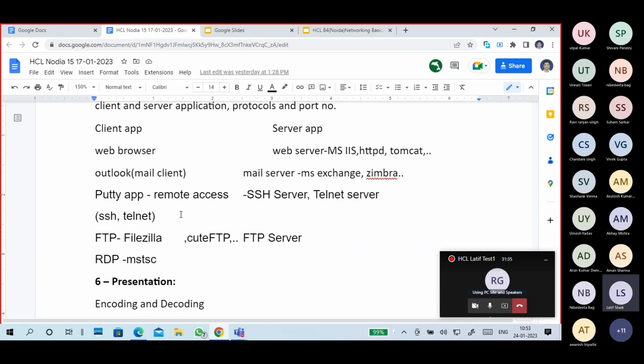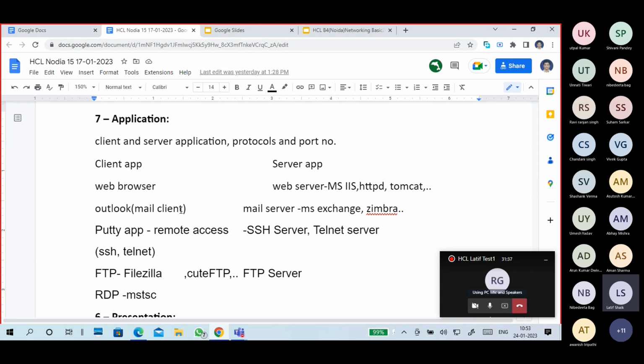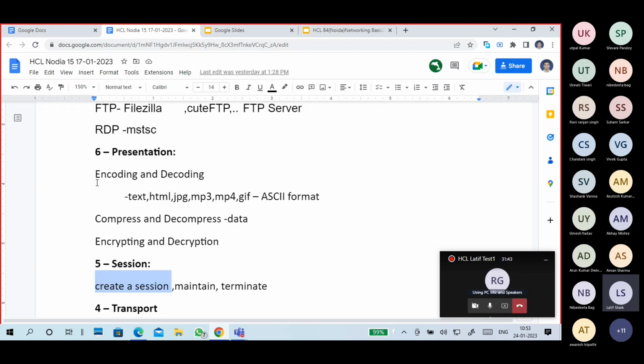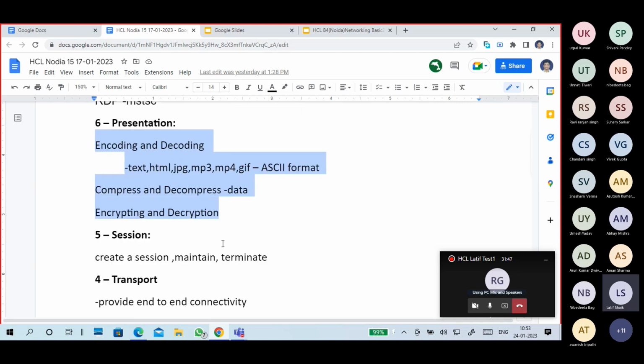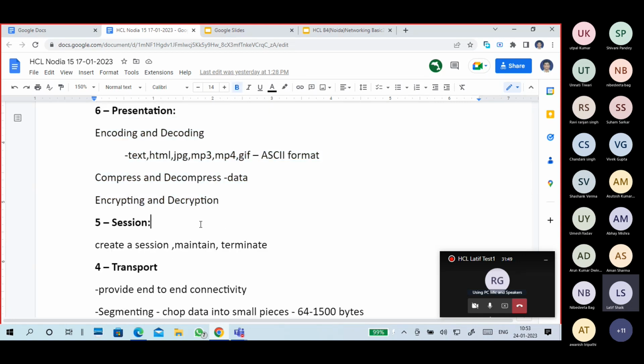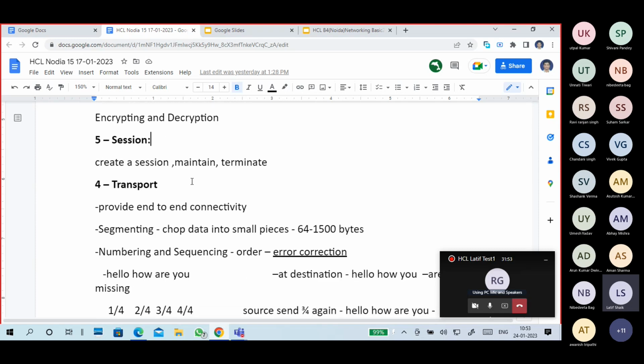Guys, whatever the data in the layers, in the application layer, whatever the data is, we call it simply data. PDU, protocol data unit, is simply data. Even in the presentation layer, with encryption, compression, encoding, the data is data only. In the session layer also, the session ID will be added, but still data is data only.